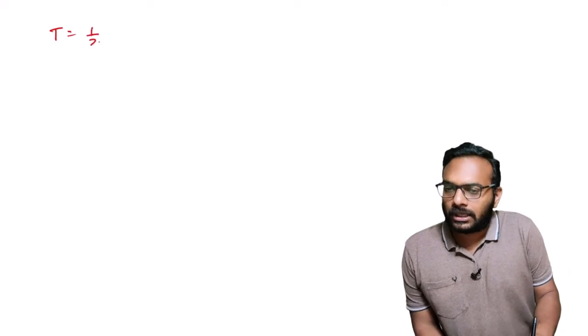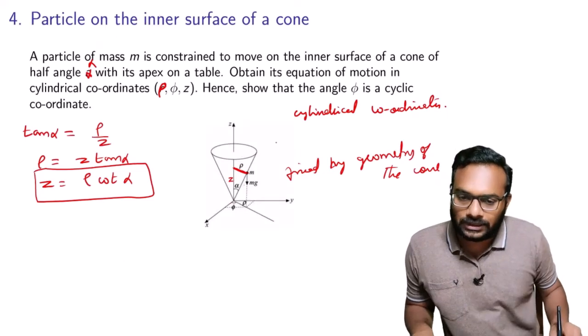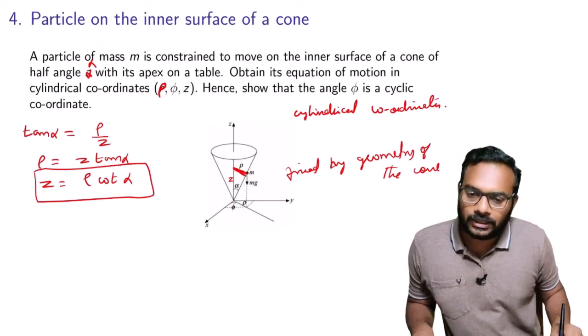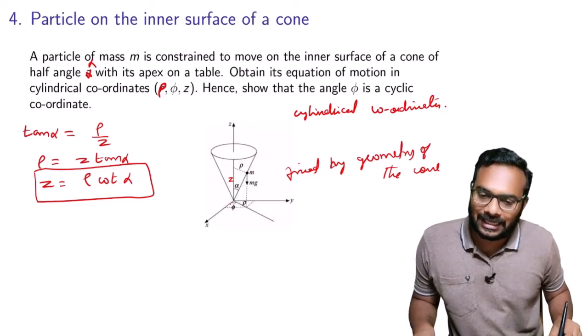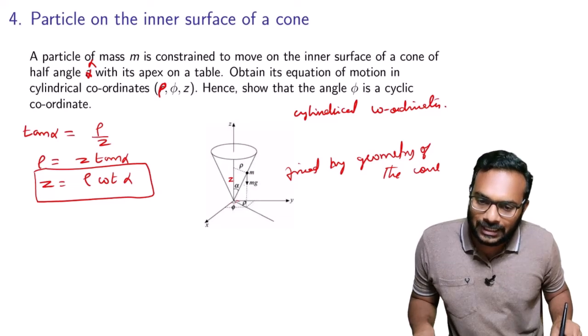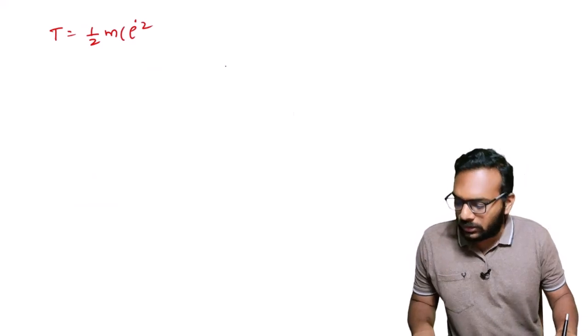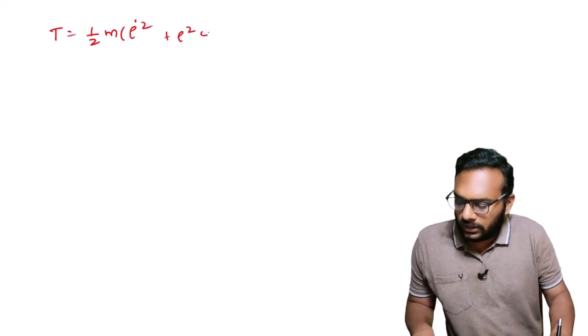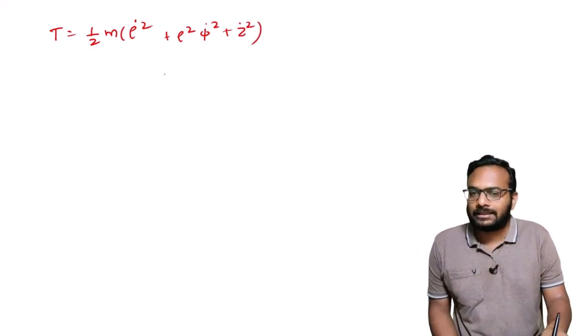Now we can write the kinetic energy. T is equal to half m rho dot square again. Rho itself is a length, so the corresponding velocity is rho dot. But phi is not a length, it is an angle. The corresponding length would be rho d phi, and the corresponding velocity would be rho phi dot, or r omega as we usually speak about it. So it's rho dot square plus rho square phi dot square plus z dot square. That's the kinetic energy, because z is again a length.